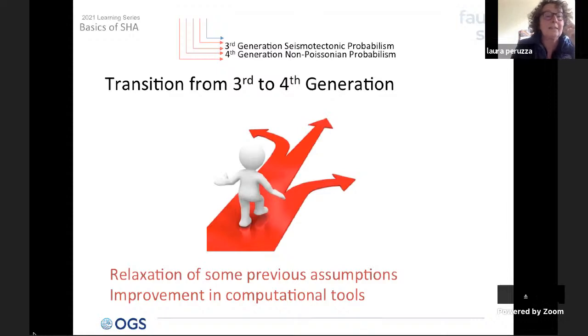Well, I think that the transition from the third to the fourth generation of seismic hazard helps us in doing that. The fourth generation of seismic hazard is defined by non-Poissonian probabilism, to include all we can handle without resorting to Poissonian processes, but also not resorting to uniformly distributed seismicity. Some assumptions have been relaxed in the fourth generation.